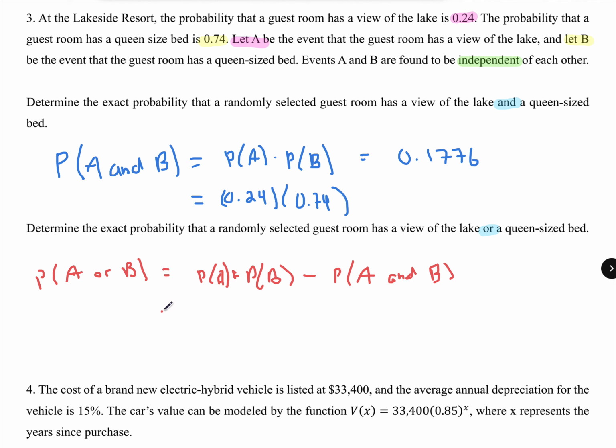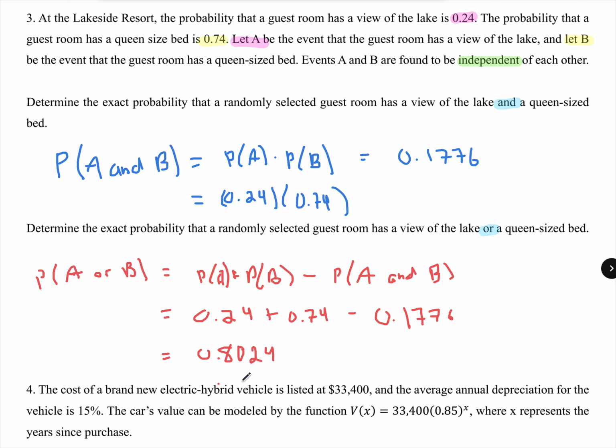And the good thing is, we have all the info now that we need. P of A, 0.24. What's P of B? All this stuff was already given to us, 0.74. What's P of A and B? We found that, 0.1776. If I put that into my calculator, I get a probability of A or B at 0.8024. And remember how you can write your probability in a bunch of different ways.